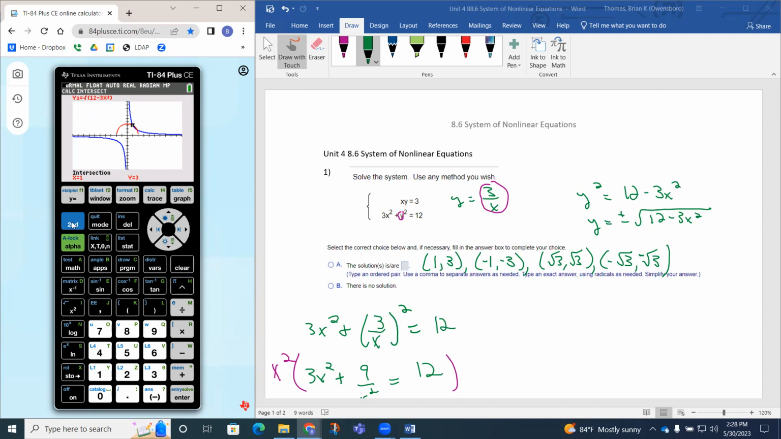And then if I do that again, second calculate, intersection, first curve, hit enter. You just want to be close to that intersection point. Looks good. And we do get 1.73, 1.73, which was the square root of 3, the square root of 3. So that checks out.